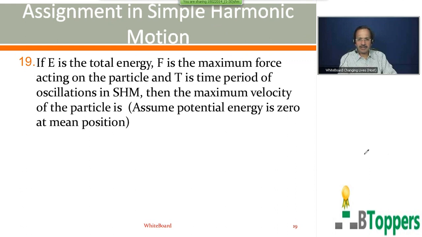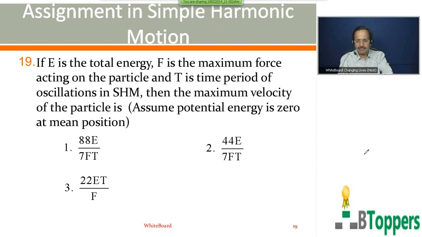If capital E is the total energy, capital F is the maximum force acting on the particle, and capital T is the time period of oscillating simple harmonic motion, then the maximum velocity of the particle is, within brackets, it is given assume potential energy is 0 at mean position. Come on, take a pause and try this question.